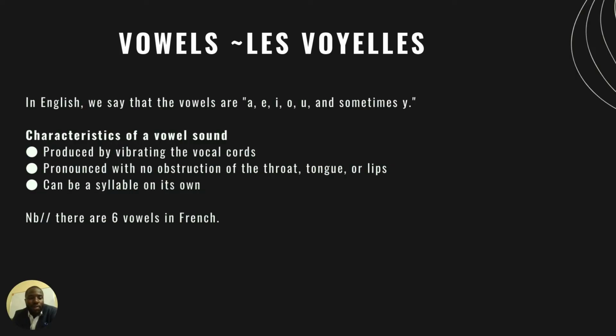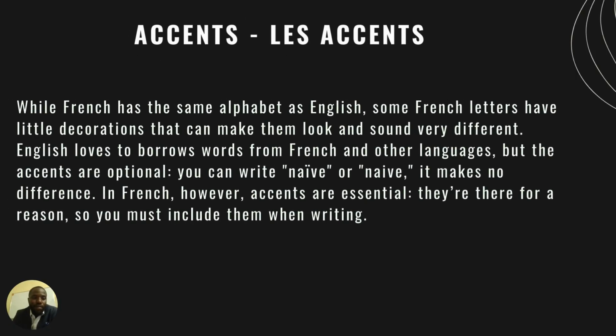They're produced by vibrating vocal cords. For example, if you say Y, there's that what? There's that vibration. Pronounced with no obstruction of the throat, tongue, or lips. O, E, A. There's no obstruction of the throat, the tongue, or the lips. Can be a syllable on its own. And in French, we have six what? We have six vowels. We move on to accents. Les accents.